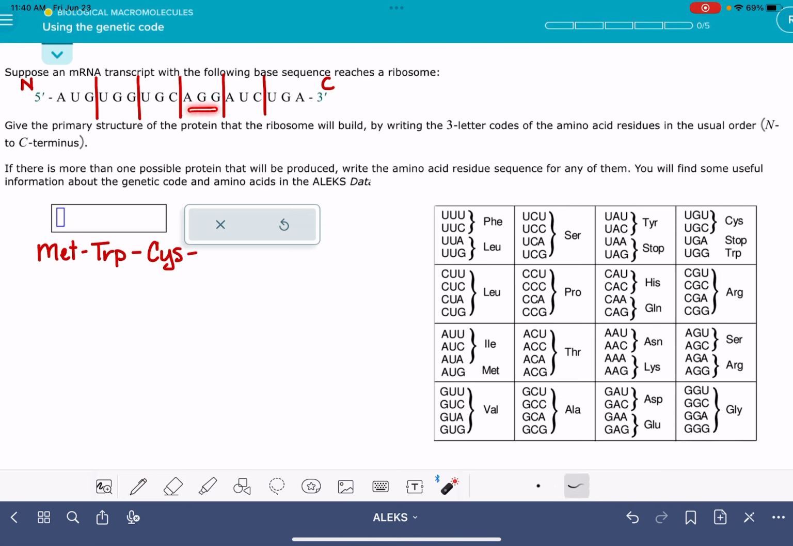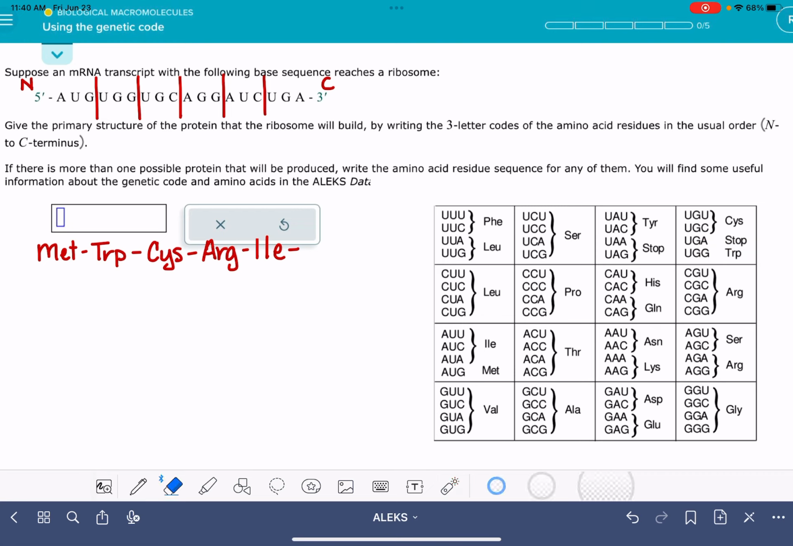And then we have AGG, which is ARG. AUC, which is ILE. And then last but not least, UGA, at least I don't think I missed any, UGA, which is the stop codon.